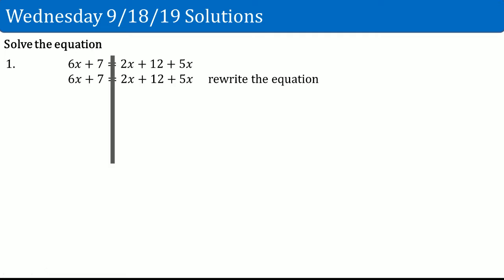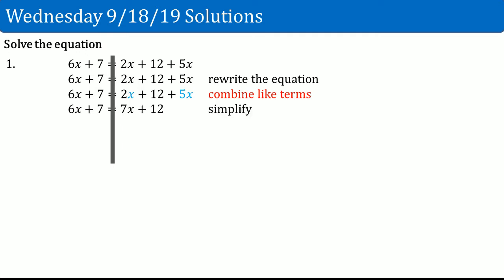I see some like terms on my right hand side. I see a 2x and a 5x. These are like terms. They are color coded so you can see it, okay? 2x plus 5x becomes 7x. Notice nothing happened to the left hand side. I bring everything straight down. Nothing actually cancels out. Okay, all I did was I combined like terms.